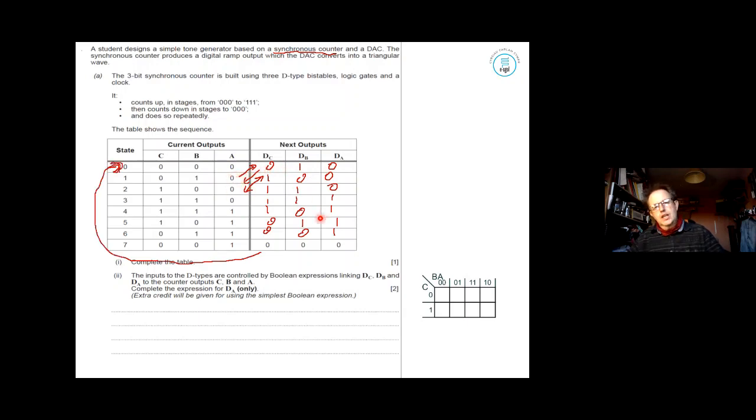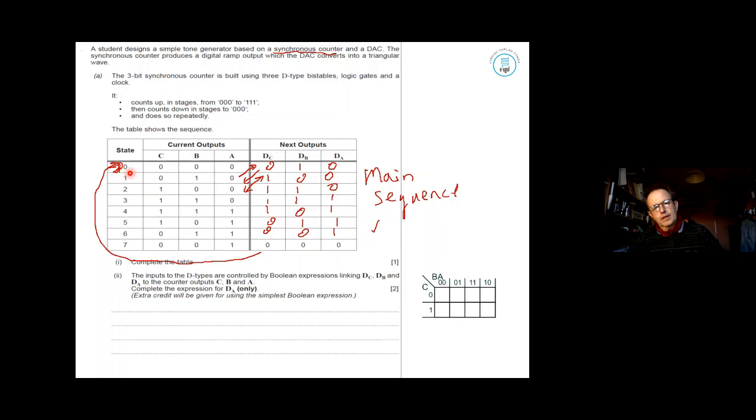Now in this particular sequence, that last line goes back to the start. So this main sequence is using every possible thing that you can have. Sometimes you might only have like 4 lines which are in the main sequence. So this one uses the whole sequence array.